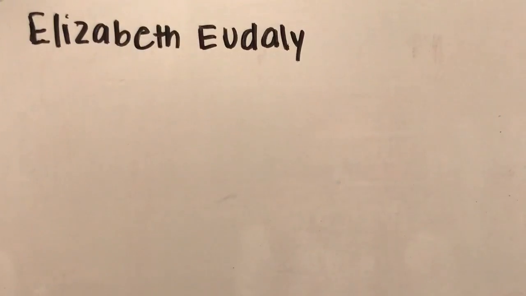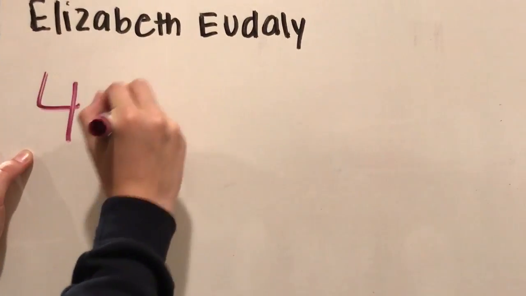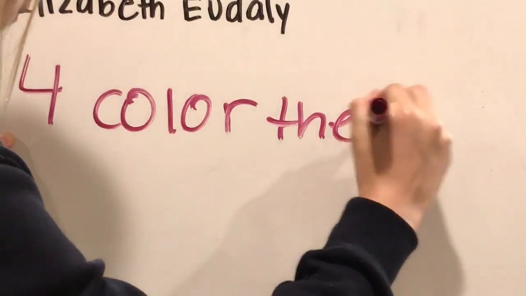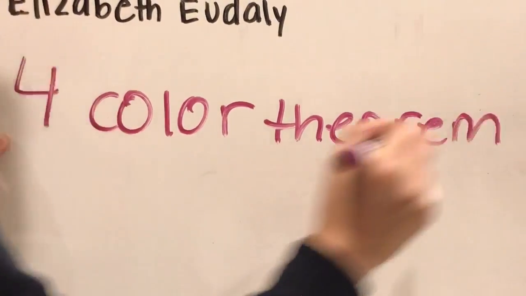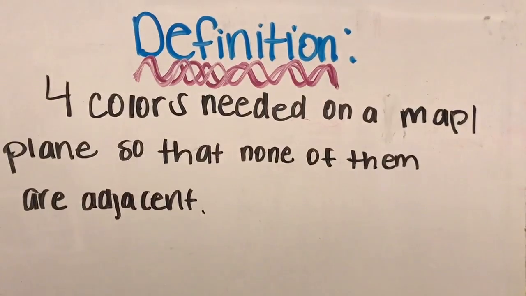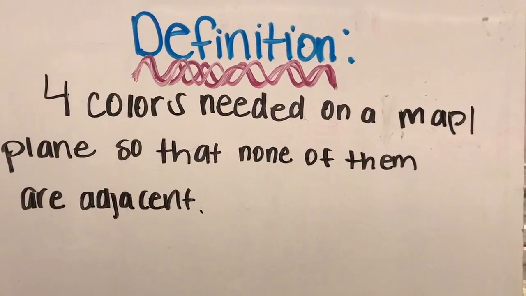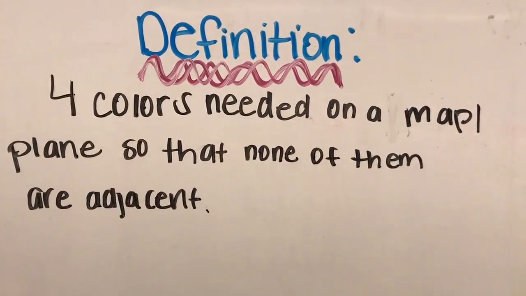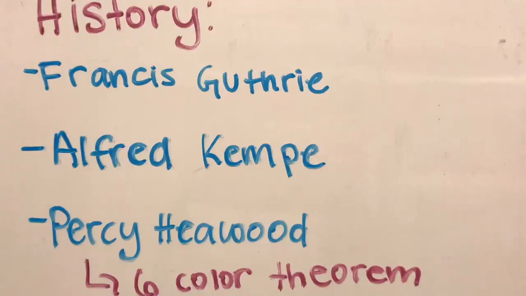My topic for the geometry project is the four-color theorem. The definition of the four-color theorem says that four colors are needed on a map or plane so that none of the countries are adjacent to a country with the same color.